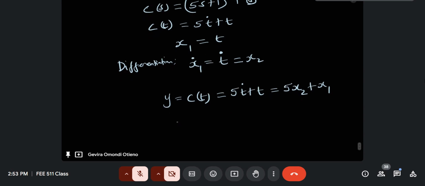And therefore here, y, which is equal to c, should be equal to, we can see that we need to write it in terms of a matrix, or a vector, but it has to be in terms of x1 and x2.